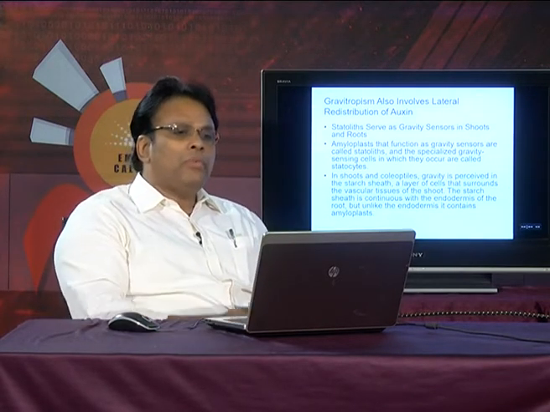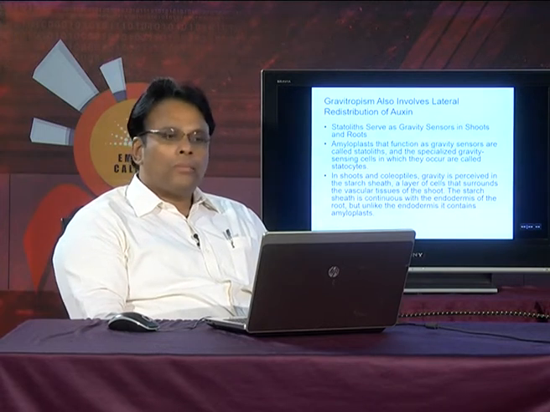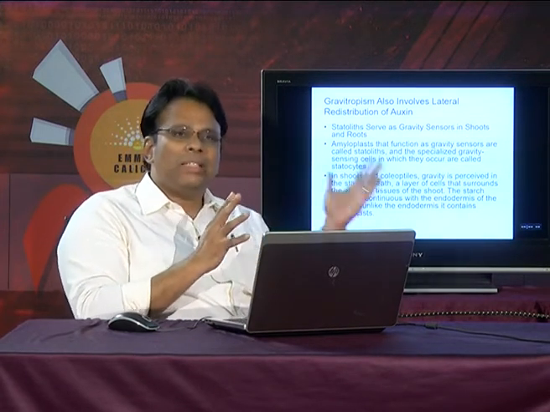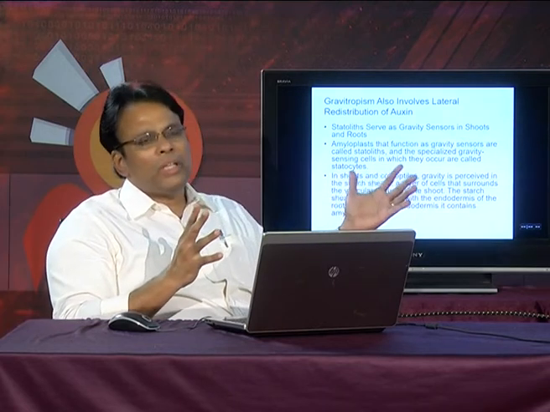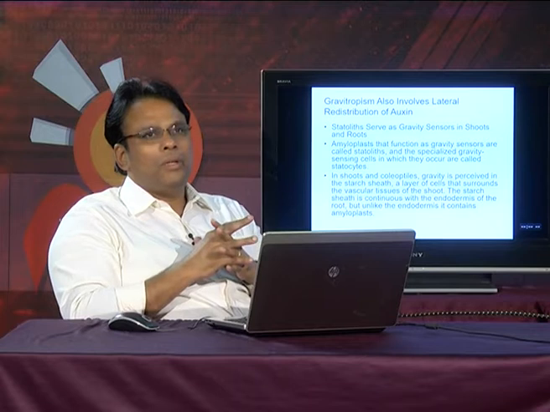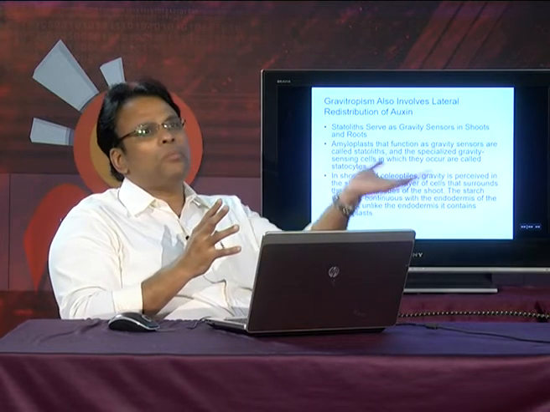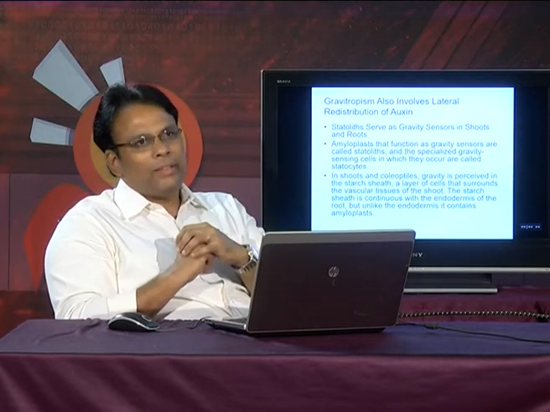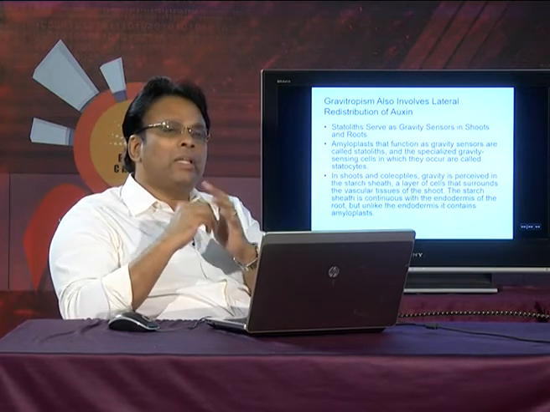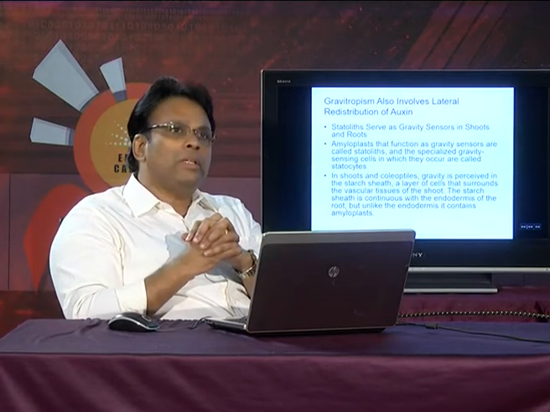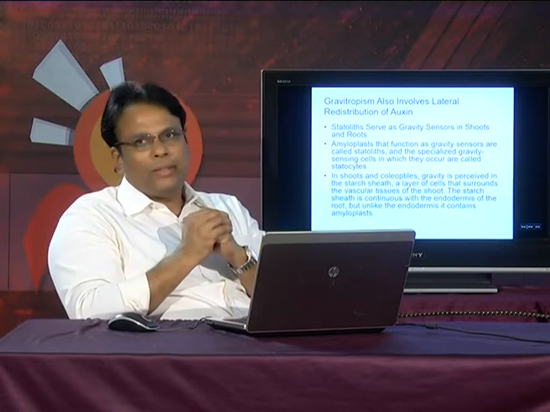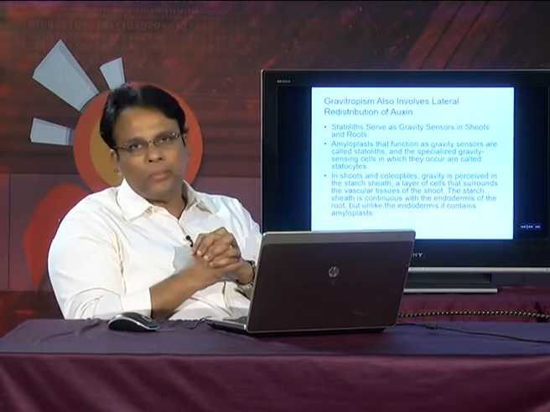Now, coming to the case of gravitropism. This also involves a lateral redistribution of auxin, just like in the case of phototropism. In phototropism, there is a redistribution of auxin from the lighted side to the shaded side. When there is more auxin in that region, there will be growth over that region, which ensures that the shoot bends towards the light. So, that is what is happening in the case of phototropism.